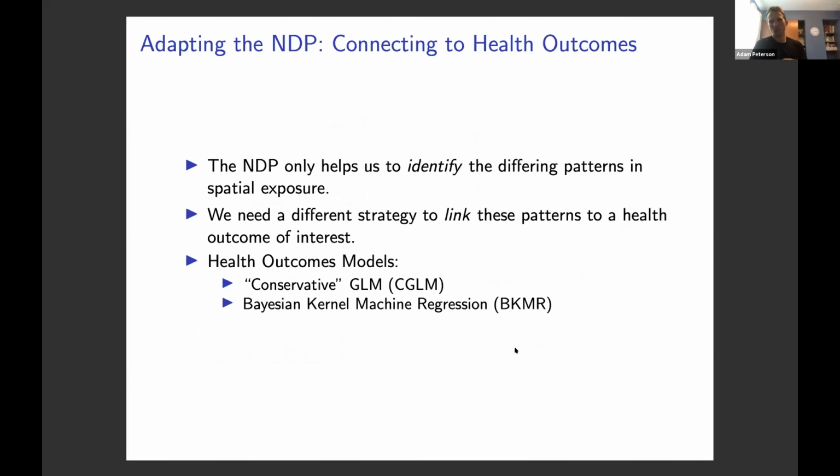Now here's where you have to bring in something a little bit more interesting, I suppose, because the NDP can only help us to identify the differing patterns in spatial exposure. It can't tell us which patterns are more protective of health or more deleterious to health. So we need something else. We need a different strategy to link those patterns to a health outcome of interest.